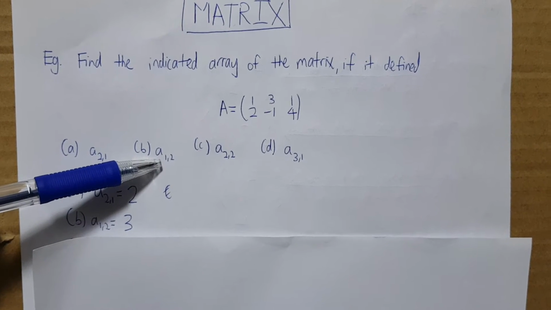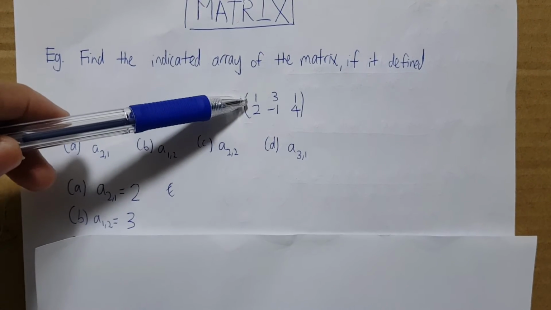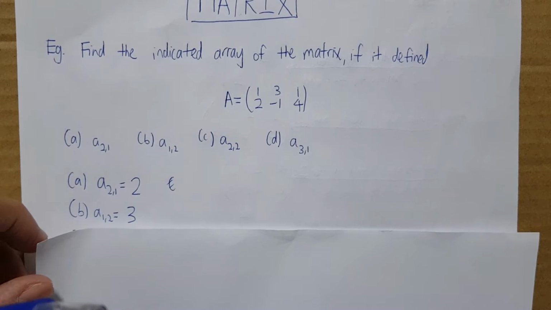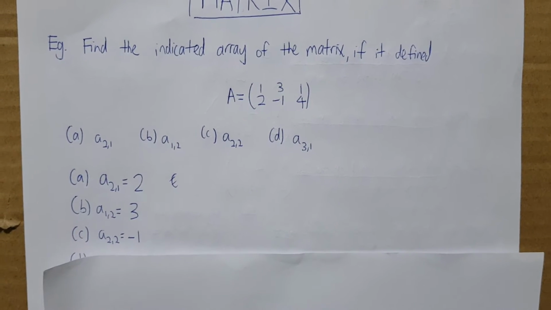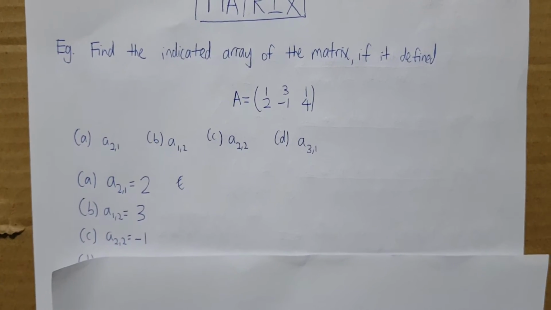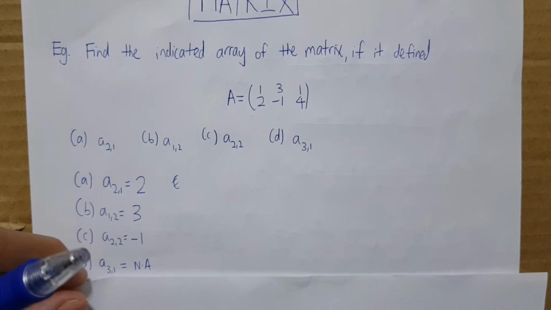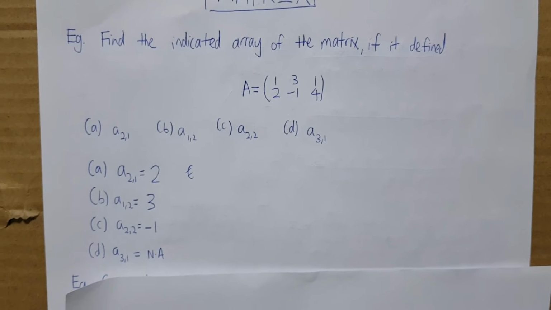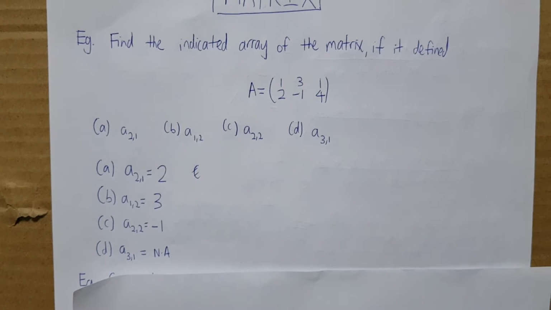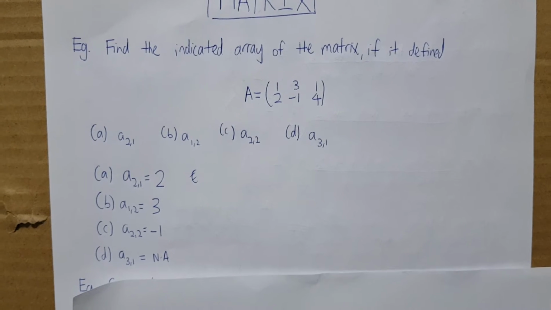Why? We label according to row and column. So first row, followed by the second column. First row and second column, which is 3. Now how about the second row and second column? It's -1. Why? Second row, then second column. And the same goes for the entry of the third row and first column. However, in this case, we only have a matrix with 2 rows, up to the second row. We do not have a third row. So this is invalid, not applicable.